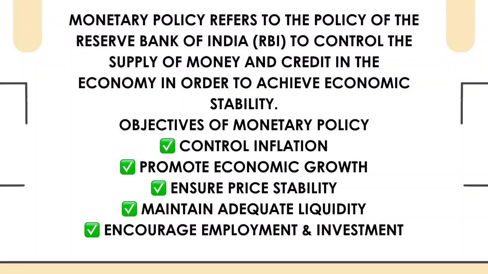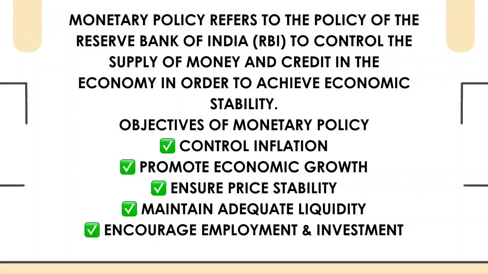Objective 3. Ensure price stability. The RBI tries to avoid extreme fluctuations in prices. Stable prices help both consumers and businesses plan better. Objective 4. Maintain adequate liquidity. Liquidity means availability of money in the economy. There should be enough money for people and businesses to carry out their transactions, but not so much that it creates excessive inflation.